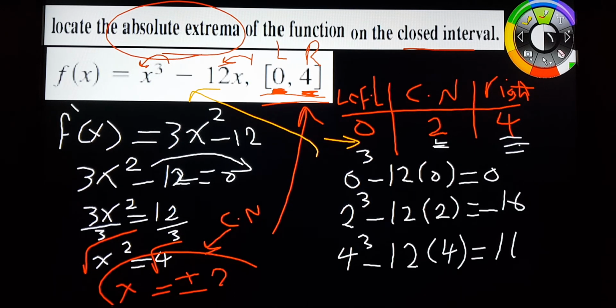which is positive 16. As we see here, we compare all these values together. The least one is negative 16, so this is the minimum value. And the greatest one is positive 16, so this is the absolute maximum value.